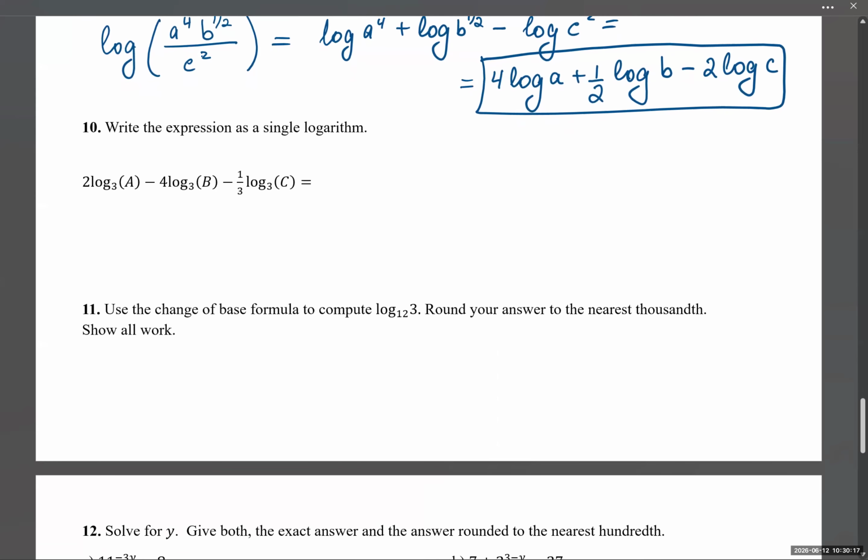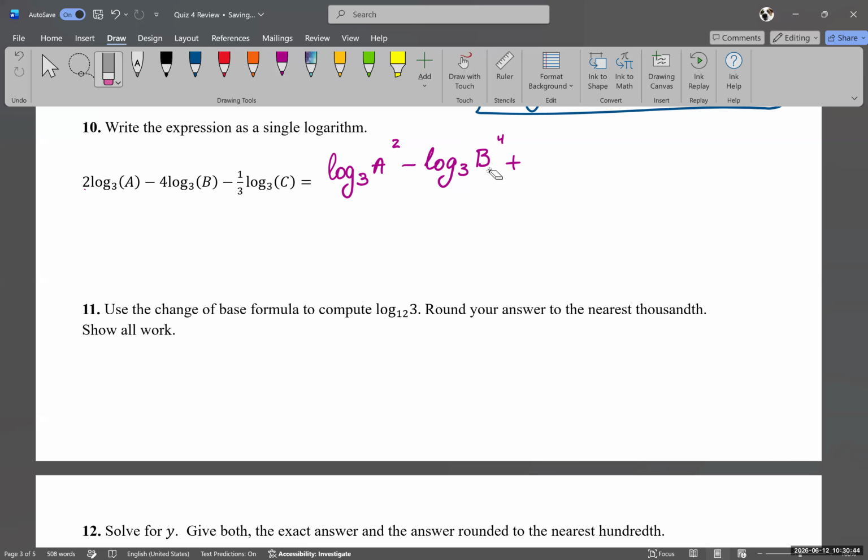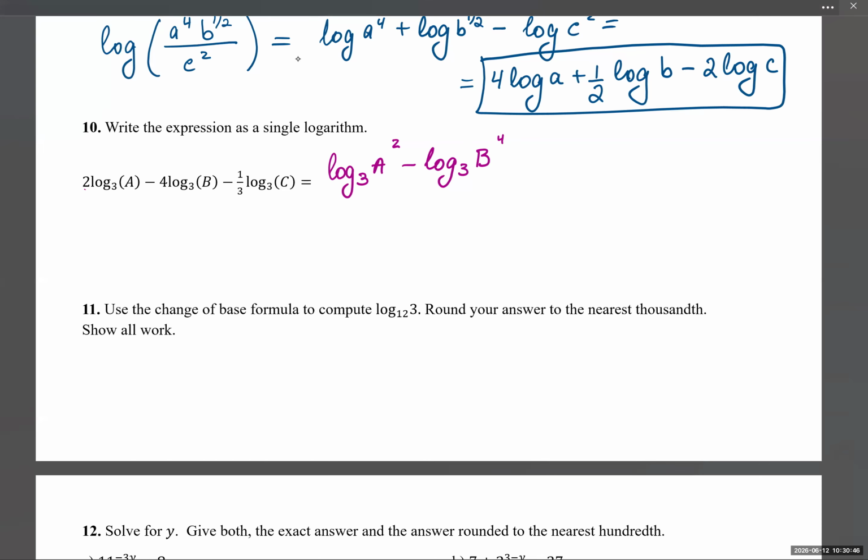Now we're going to do the opposite. So combine multiple logs into one single logarithm. You're going to start by getting the exponents from in front of the log back into the exponent form. So this is log base 3 of a to the second power minus log base 3 of b to the fourth power. Oop, that's still a minus. Minus log base 3 of c to the 1/3 power.